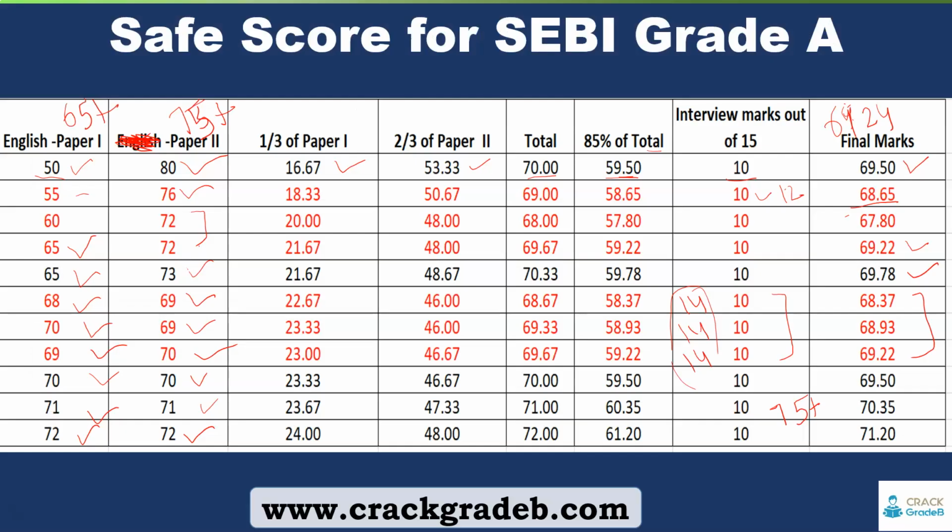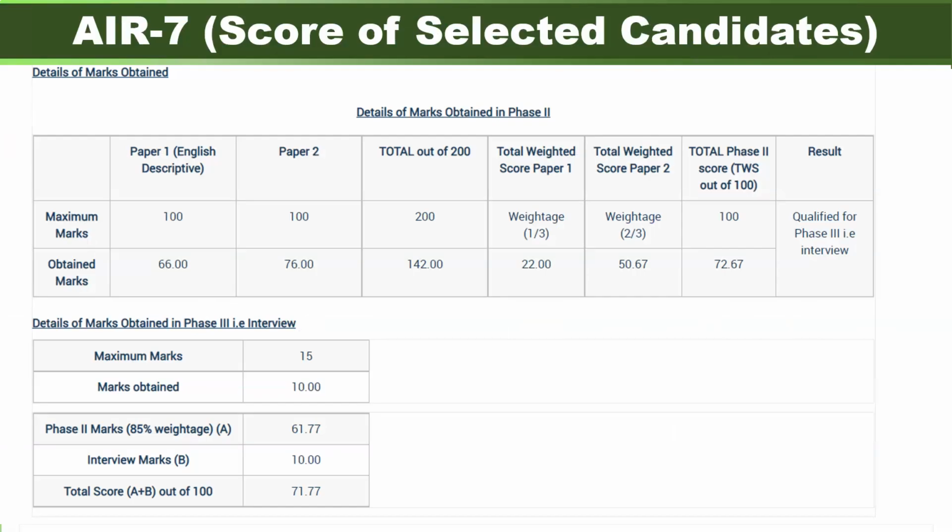And we will see some examples. This was the AIR 7, and you can check that the rank 7 candidate scored 71.77, while for rank 32 the cutoff was 69.24, so the difference is 2.53.